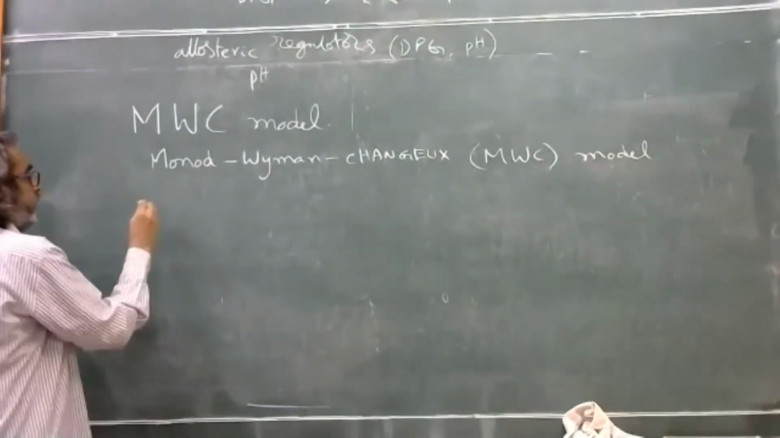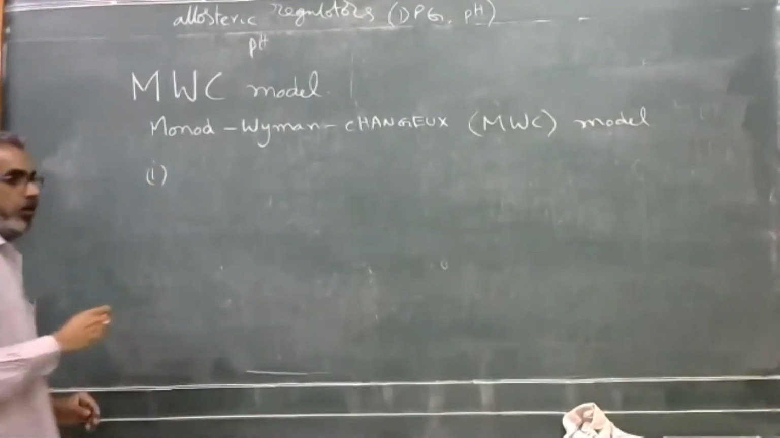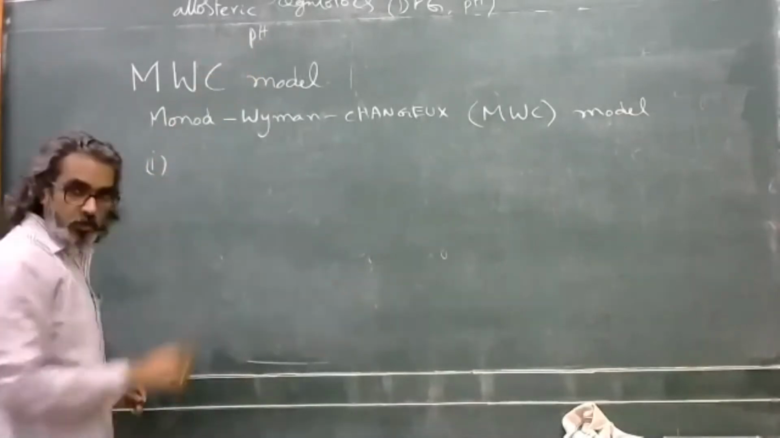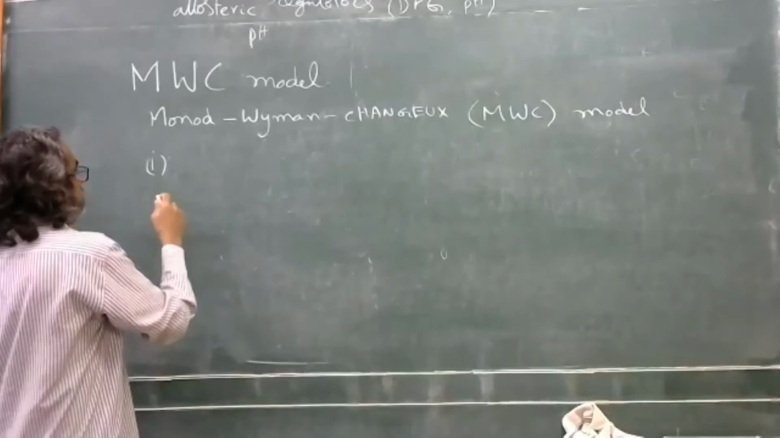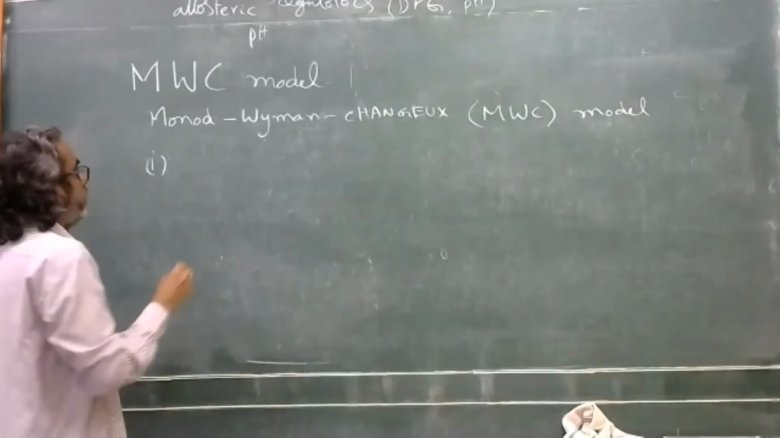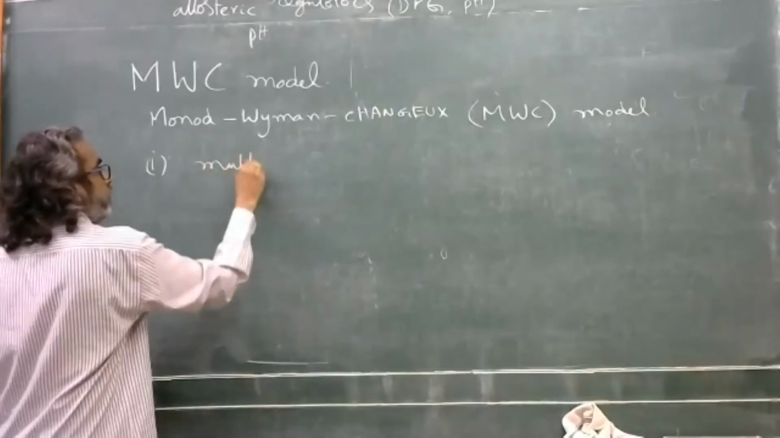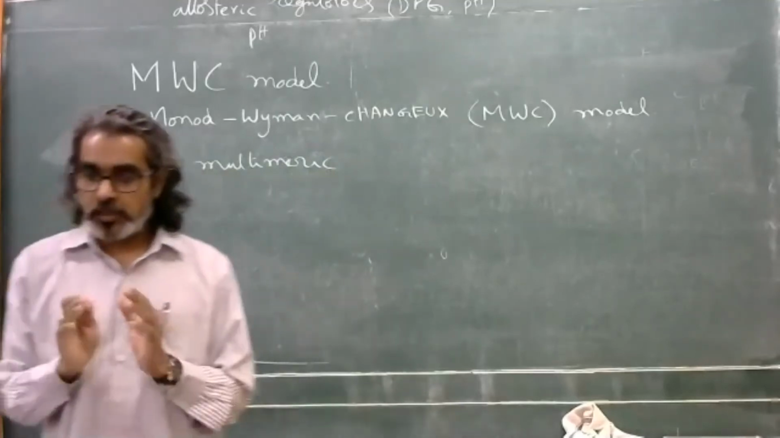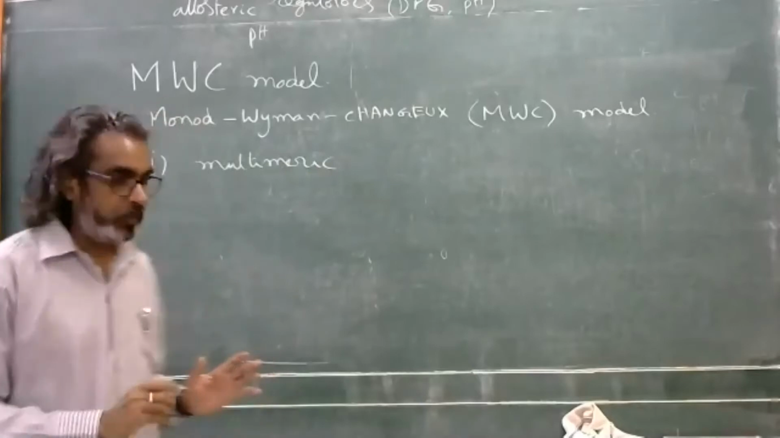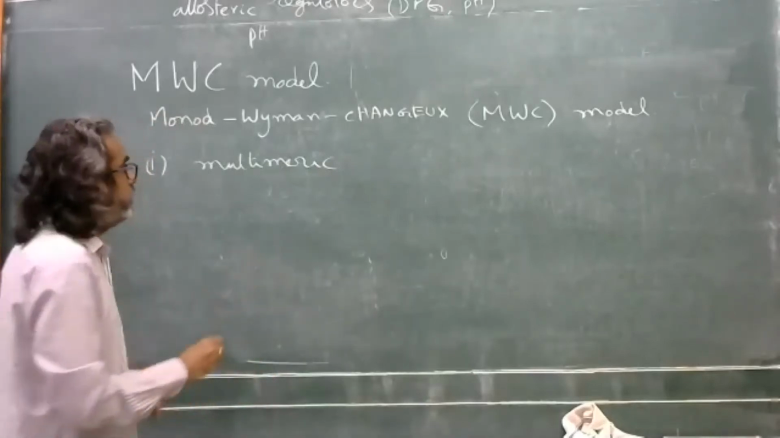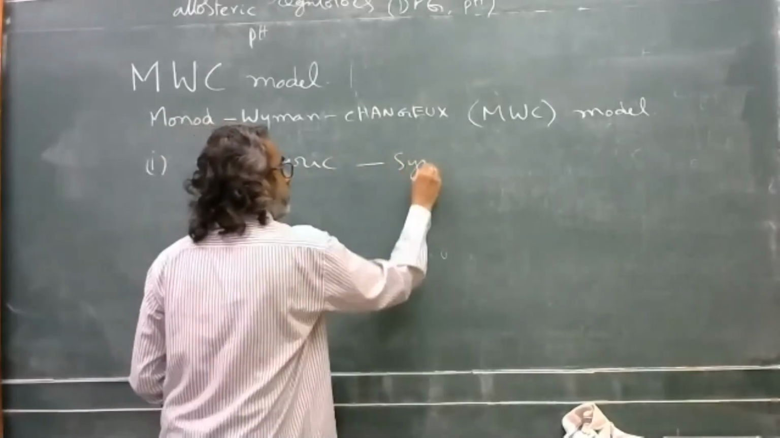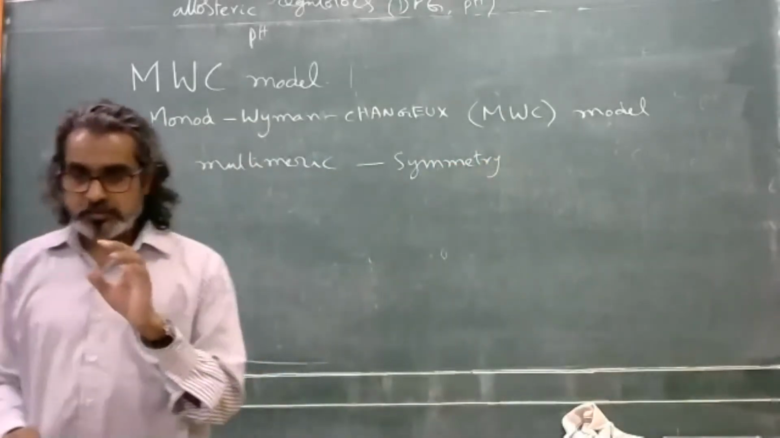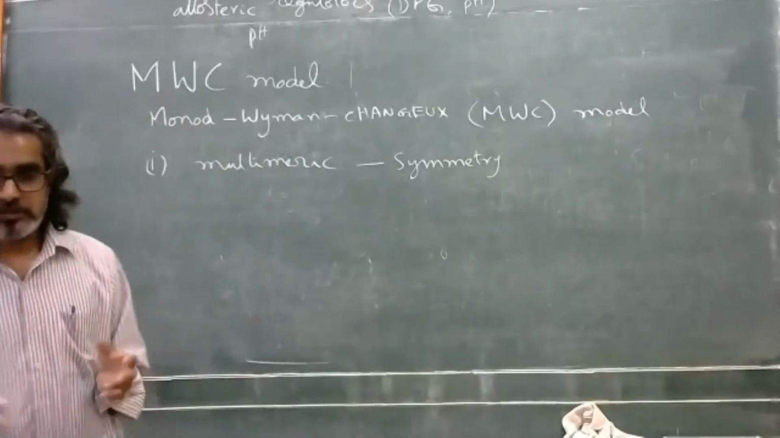So they put this together, and these are the assumptions of this model. To explain cooperativity, or allostery in this case, you need to have protein molecules or enzyme molecules that are multimeric. Multimeric means that you need to have more than one subunit, minimum two, that is four in the case of hemoglobin, and symmetry. What's important is symmetry.